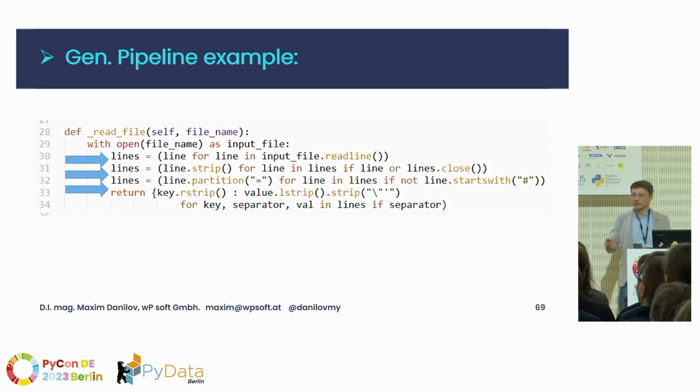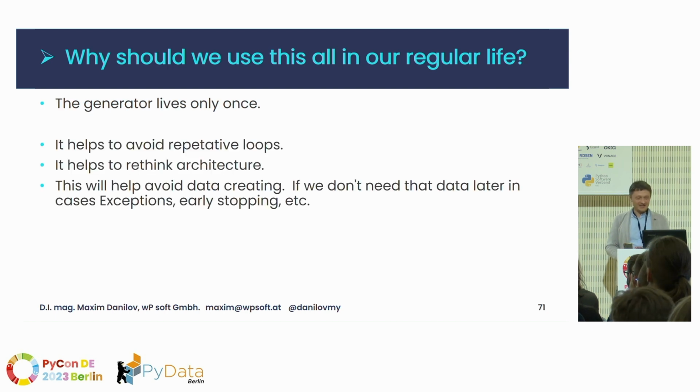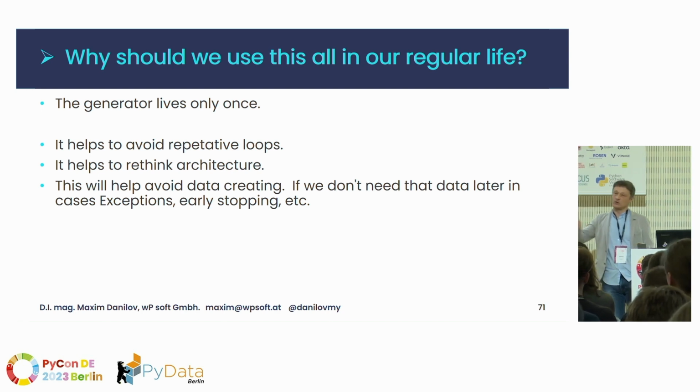We should use a generator in our work. You can ask me, why should we use this in our regular life? My answer is because generators live only once, and their lives are short. And it helps us to avoid repetitive loops. It helps to rethink architecture, and it helps avoid creating data if we don't need this data. For example, it can be early stopping, or an exception, and we really don't need this data, but with a list it's already created.